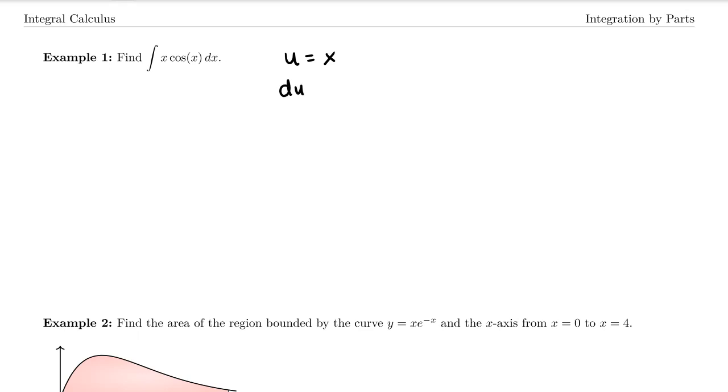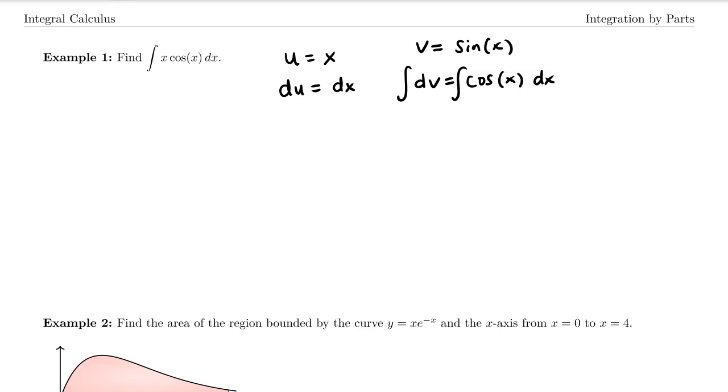And if that's the case, this implies that du is equal to dx, and then we're going to make dv equal to whatever's remaining inside of our integral, which in this case is cosine of x dx. Essentially what we're doing to find v is integrating both sides of this equation, and the integral of dv is v, and then the integral of cosine of x dx would be sine of x.